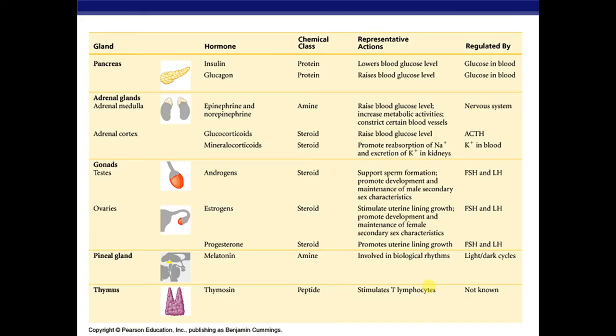Here are some additional ones, like in the pancreas and the adrenal glands. So just getting an idea of how these signaling molecules and signal transduction pathways are really, really important in our own bodies.